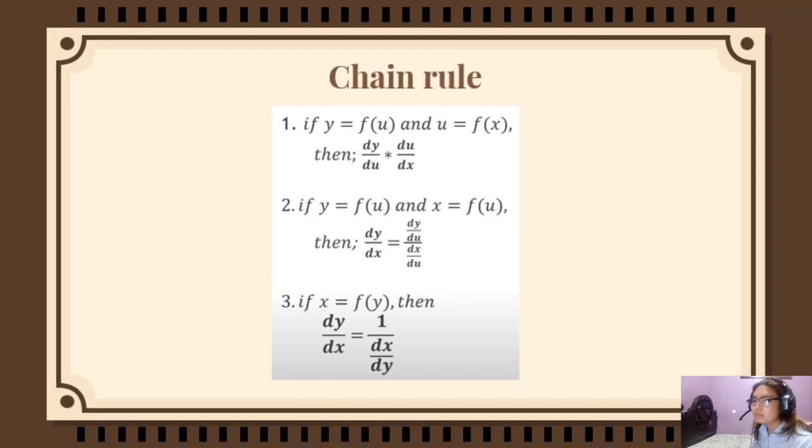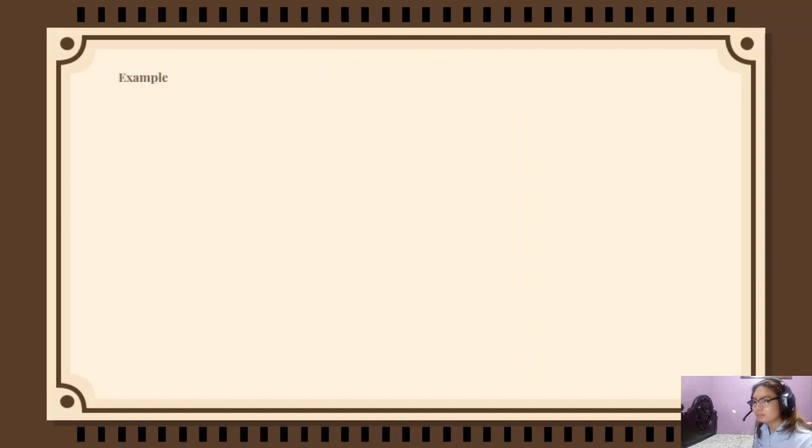This is the layout. Third, if x is equal to f of y, then the derivative of y with respect to x is equal to 1 over the derivative of x with respect to y. So, let's give an example. Let's remove this so it's clearer. Then example number 1.